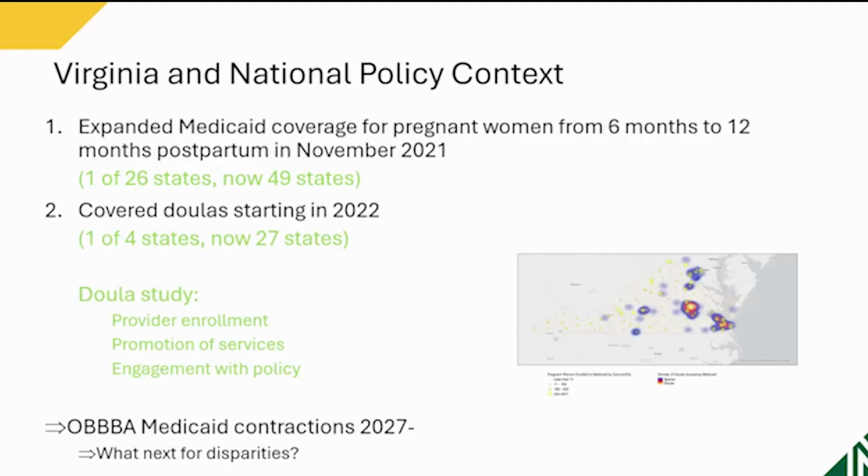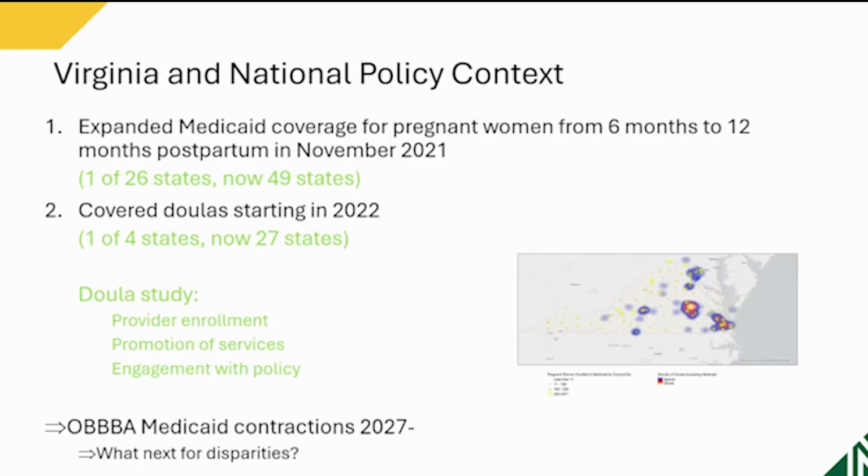Contextually in Virginia, Medicaid expanded coverage from 2 months postpartum to 12 months postpartum in November 2021. But if you go back and think about the graphs, we weren't seeing big shifts at November 21. At the time, 26 states had done that. It's now at 49. This has been a very popular policy change in Medicaid. Doulas were covered starting in 2022 in Virginia. At the time, 4 states, now 27.